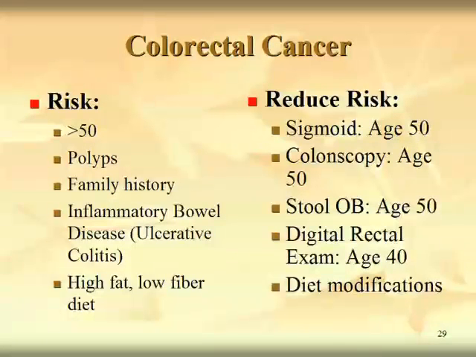So some intervention methods would be to encourage our patients to get sigmoidoscopies after age 50, same with colonoscopies, check stool for occult blood 50 and over, get digital rectal exams starting at about age 40, and to try and increase fiber, fluids, and decrease refined foods as far as diet modifications go.